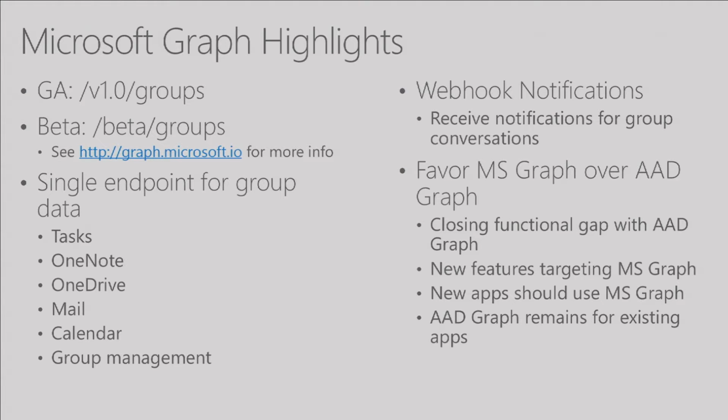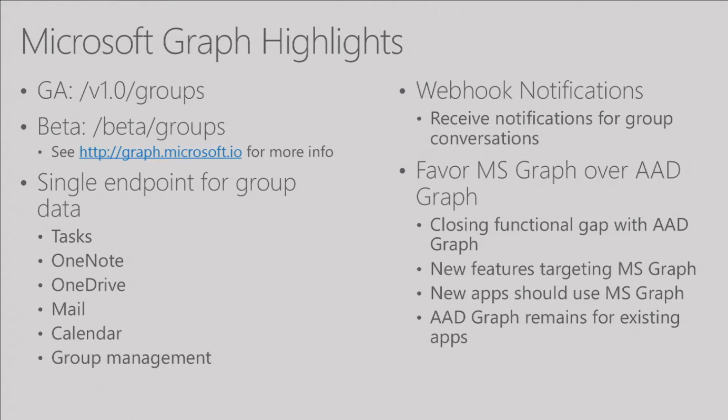So Microsoft Graph is a single endpoint for all group data. It's a single endpoint for all data across Microsoft services, and we will continue to light up additional services behind Graph as we move forward. We've made a big bet on Microsoft Graph. For group information, it's how you get to tasks and OneNote and OneDrive and Mail and Calendar, all of these things. We release new functionality in Microsoft Graph almost every week.